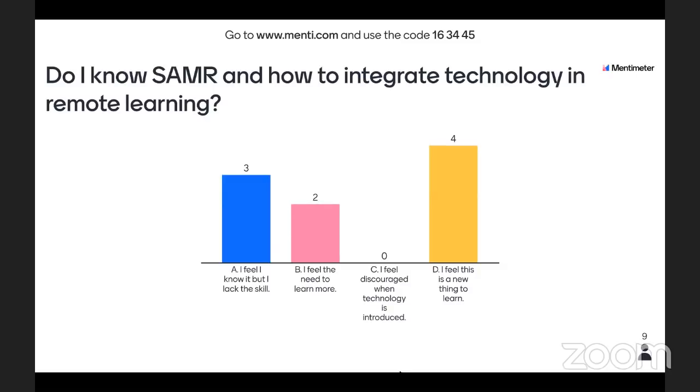So given this idea, I'm getting a sense that there's a lot of people saying that I feel this is a new thing to learn. I feel I know it, but they lack the skill. So I feel that there's need to learn more. Yes, now there's a change in feedback.